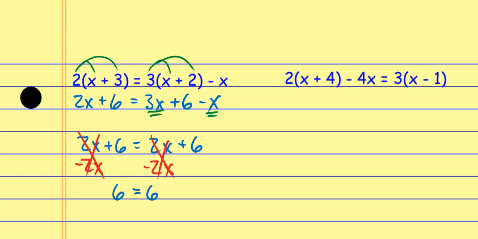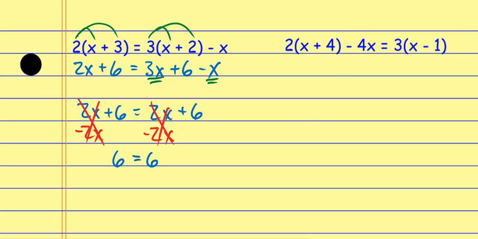If all the variables go away and I get something like 6 equals 6, remember this is the special case where the answer is all real numbers. The answer, x, could potentially be anything. And that's what this means. It means that no matter what I plug in for x, it's going to work.